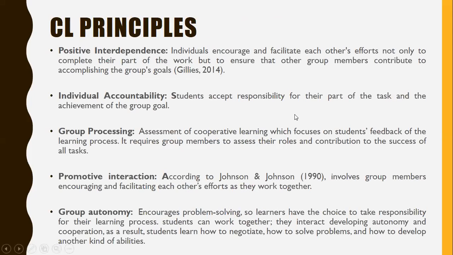Okay, so I'm going to try to explain each of these principles. This is like a summary because this is a very big methodology and it has a lot of theory, but I try to summarize it. The first one, positive interdependence, refers to individuals who encourage and facilitate each other's efforts, complete their part of the work, and ensure that other group members contribute to accomplishing the group goal. So it is like working together to reach a common goal.